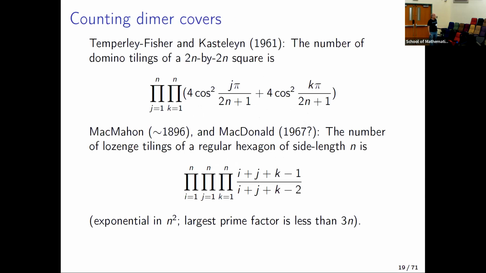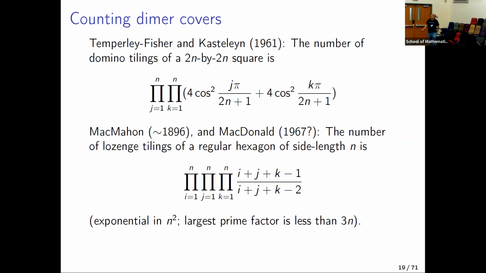So there are some beautiful formulas counting the number of such perfect matchings, aka dimer packings of graphs. For the 2n by 2n square, the number of perfect matchings or domino tilings is given by this curious double product. The factors are not integers, but somehow when you multiply them together, you do in fact get an integer.